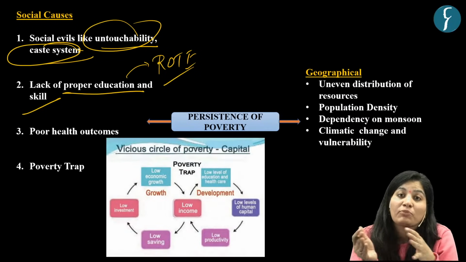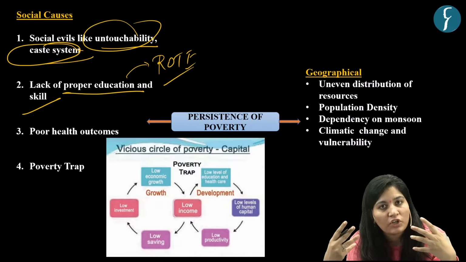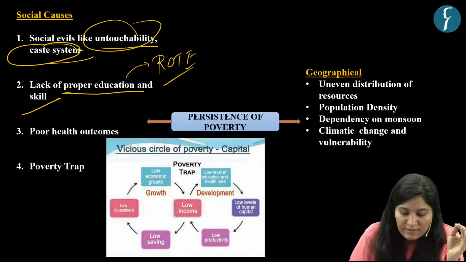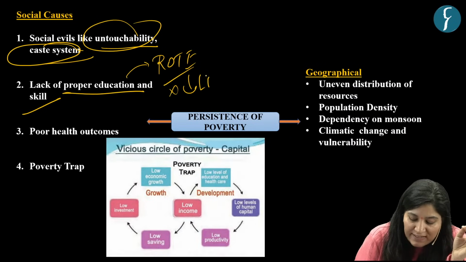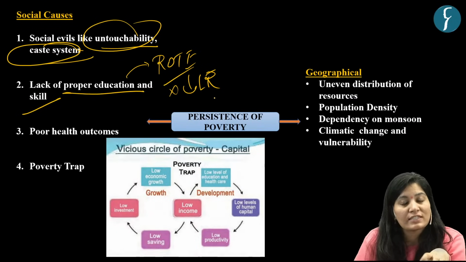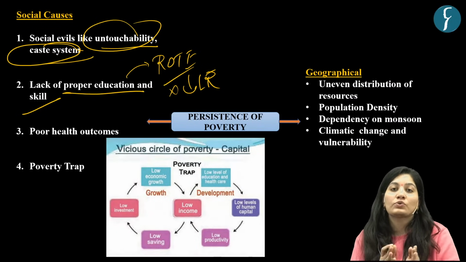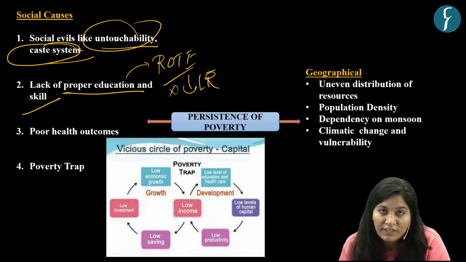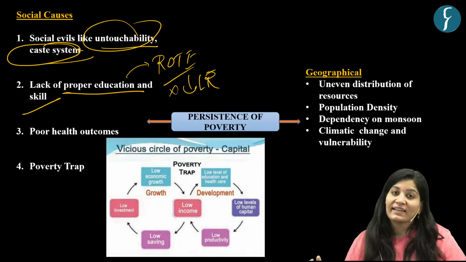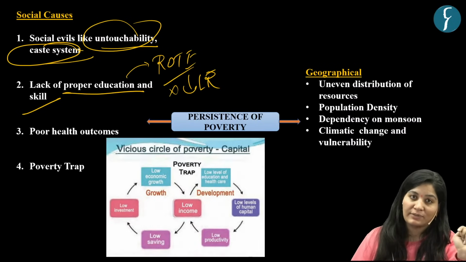Skills to gain employment, because their focus is on rote learning. Got it? And literacy rate, see, low literacy rate coupled with poor education system acted as a hurdle for a population to gain employment. Got it? To improve their condition, to come out of that poverty line. So the reason is lack of proper education and skill.